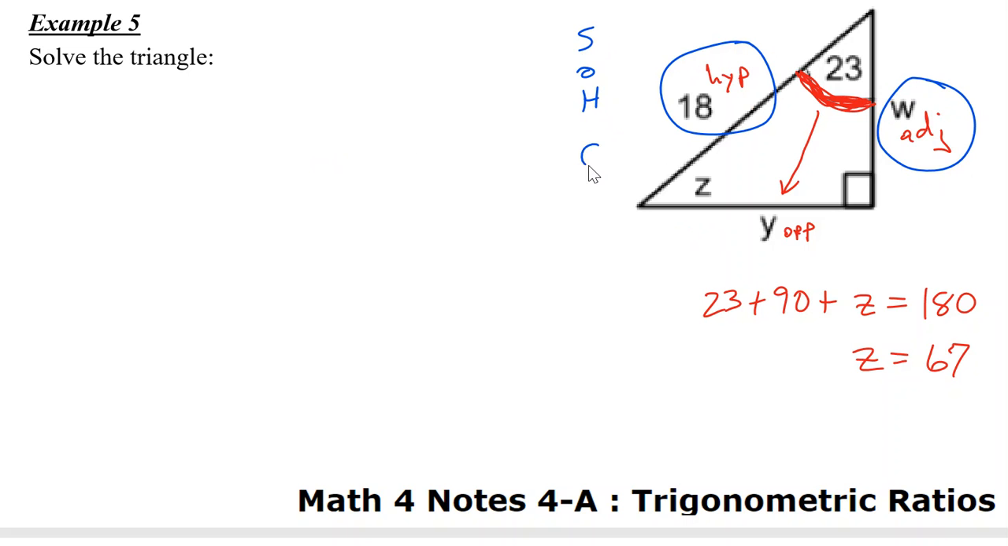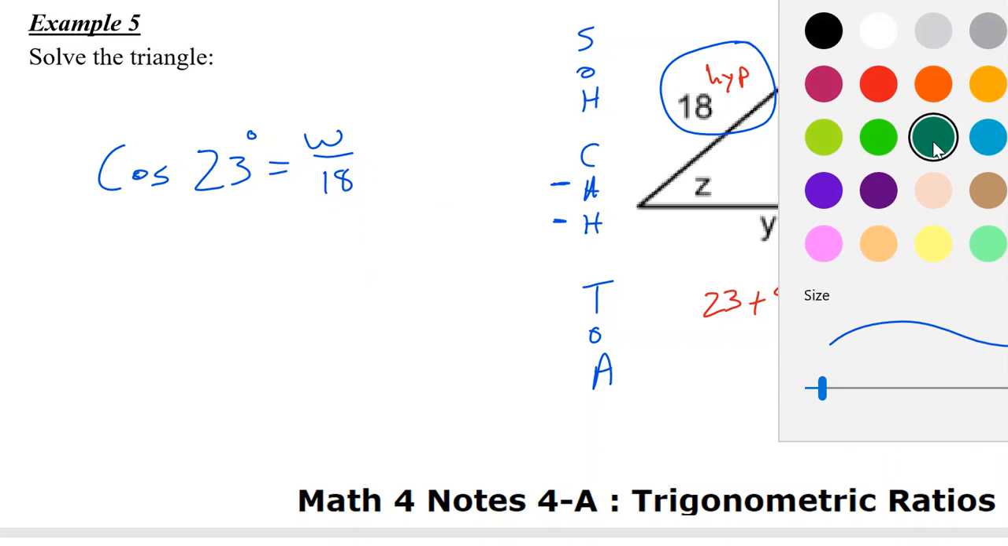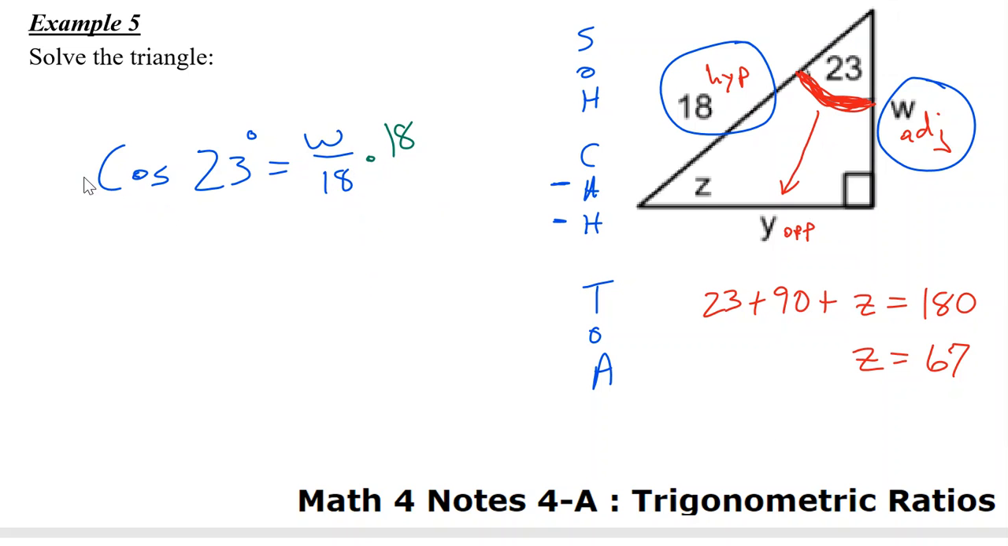When I look at Sohcahtoa, I see my two players are hypotenuse and adjacent. That's adjacent and hypotenuse. This is a cosine problem. My two players told me that it was going to have to be this one in the middle. So I'm going to say cosine of 23 degrees. And Sohcahtoa tells me adjacent goes on top, hypotenuse on the bottom. So the adjacent W and the hypotenuse 18. Now I'm ready to multiply both sides by 18, and I get 18 cosine 23 equals W.